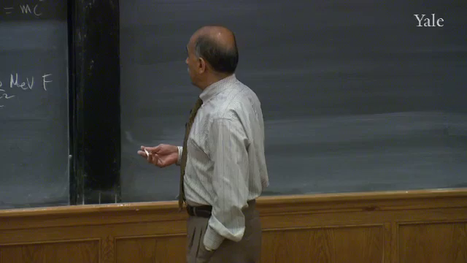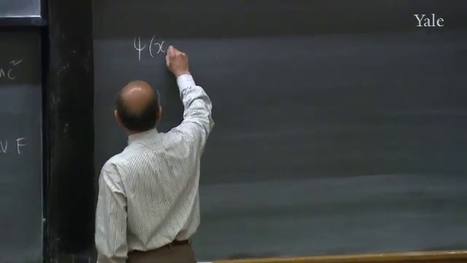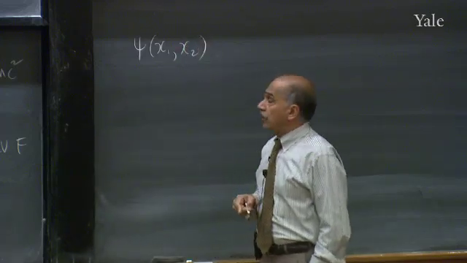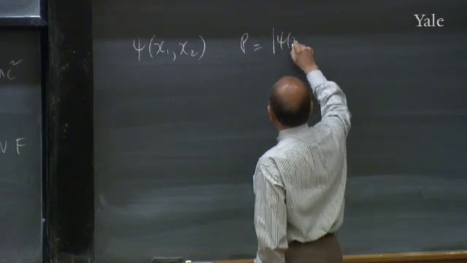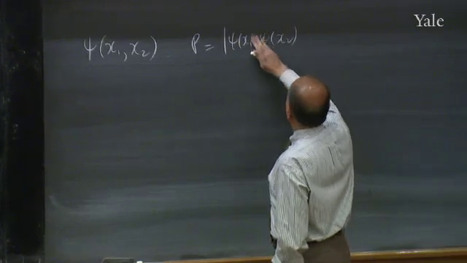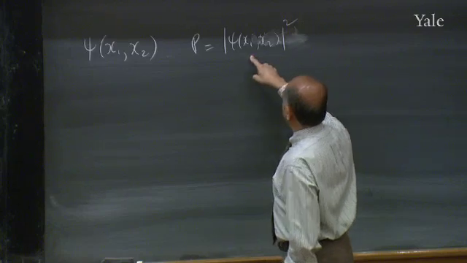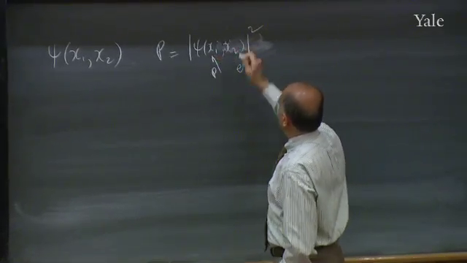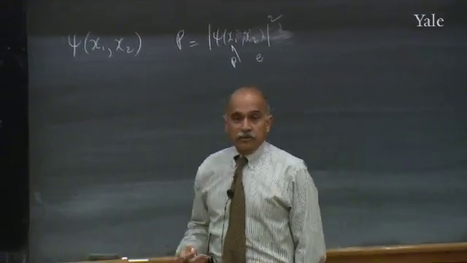So if there are two particles, let's say electron and a proton, you will not be surprised that you will now have a wave function of two variables. And if you square that wave function, psi of x1, x2 squared will give you the probability that the proton is at x1 and the electron is at x2. Right? You've got two things, you've got to give two probabilities.